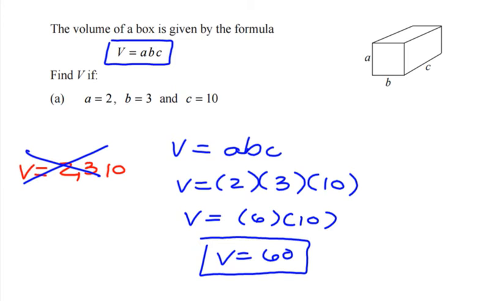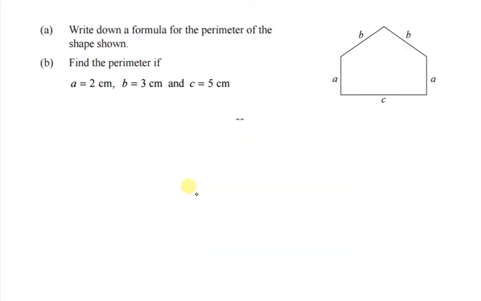Excellent, excellent. Okay, we have another perimeter question here. Write down the formula for the perimeter of the shape shown. Now this time it is not giving us a formula, and the reason why is it wants us to come up with the formula and then plug in the numbers for each letter. But because it's perimeter, we know that this is a pretty easy formula.